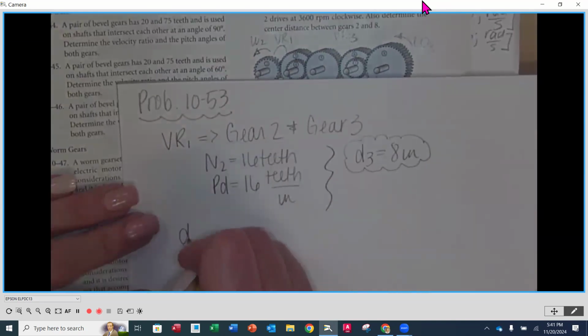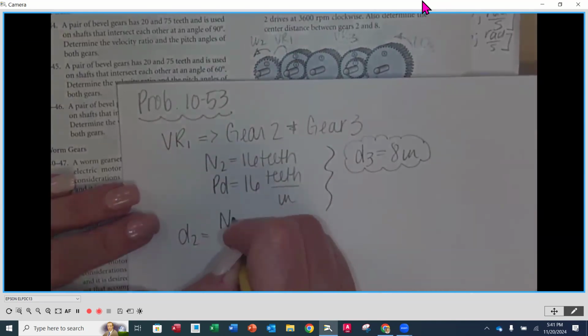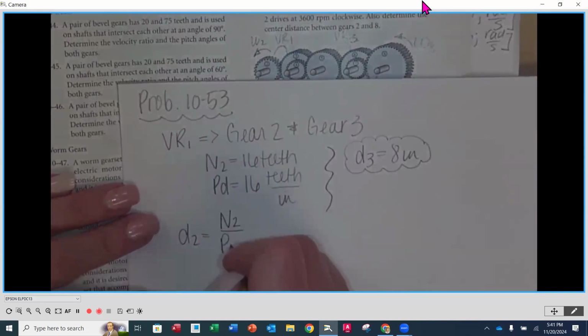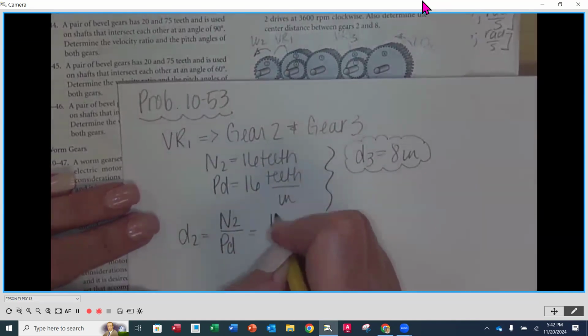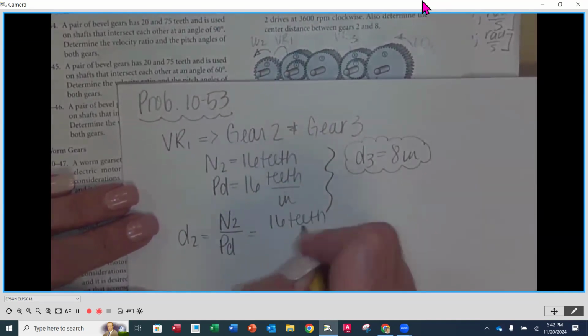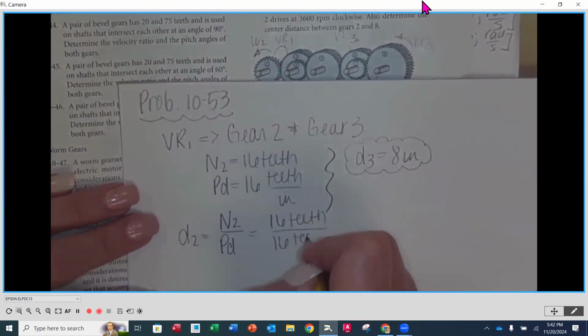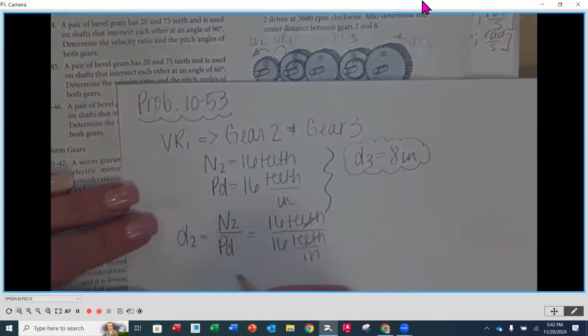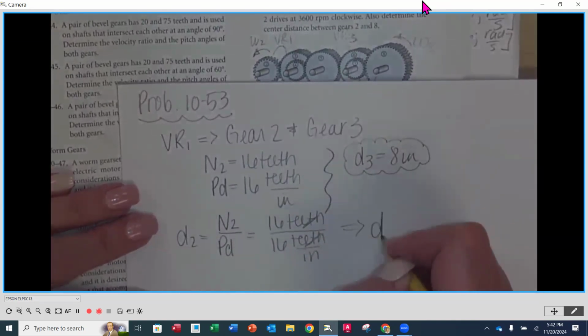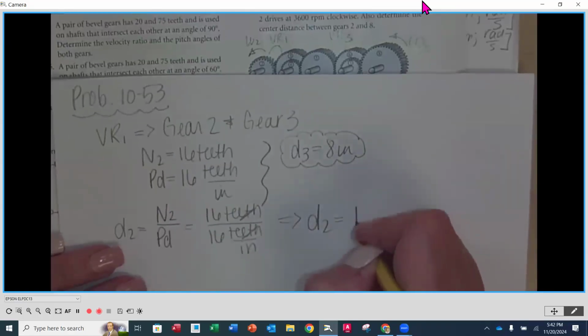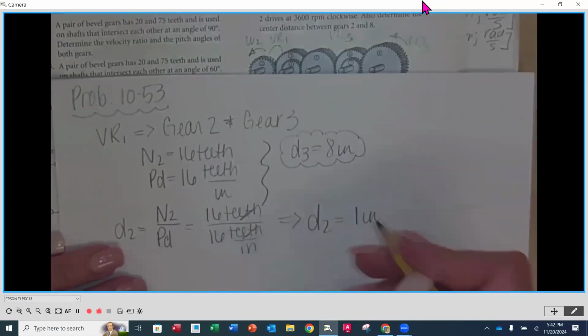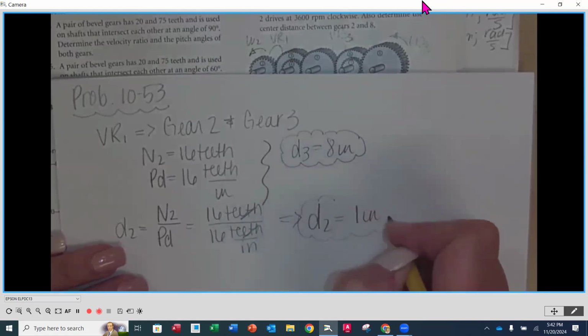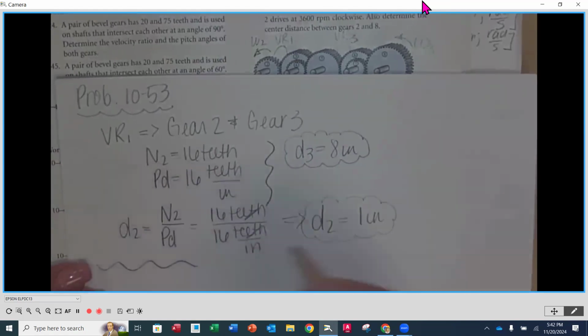So we know that D2 is going to be equal to the number of teeth in gear number 2 divided by the diametral pitch. So it's going to be 16 teeth divided by 16 teeth per inch. Teeth are going to cancel. I'm going to put it on the same line. D2 is equal to 1 inch, right? 1 inch. So that will be its pitch diameter.